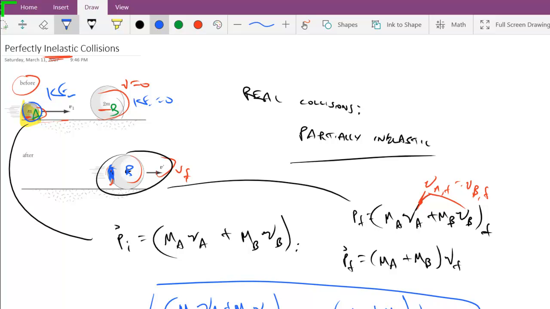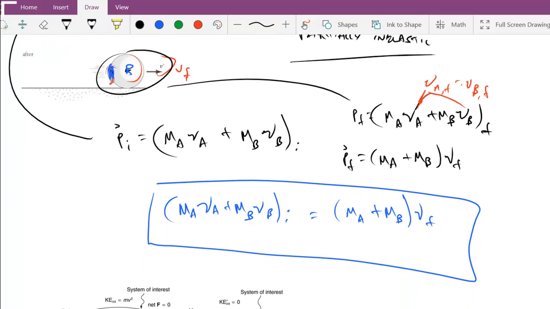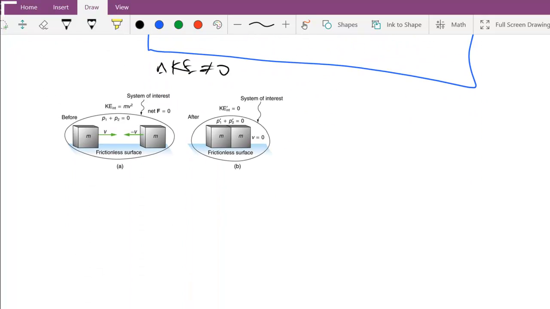So in a perfectly inelastic collision, the kinetic energy is not conserved. That's very important for an inelastic collision. So the change in kinetic energy is not equal to 0. There is a change in kinetic energy. If you look at this next figure, it shows that.